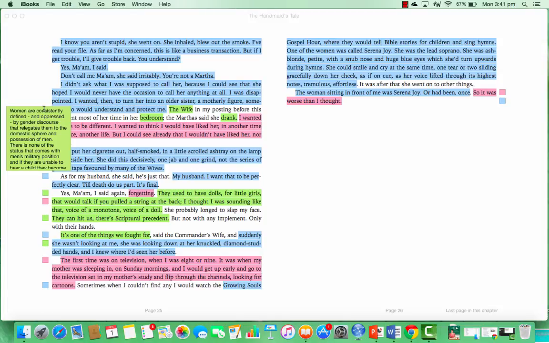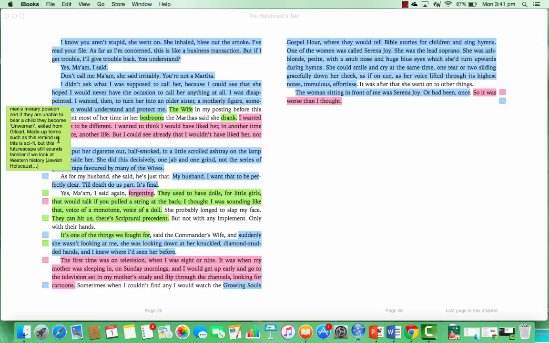Women are consistently defined as the wife, the Marthas, the handmaids, and oppressed by gender discourse that relegates them to the domestic sphere and possession of men. There is none of the status that comes with men's military position, and if they are unable to bear a child, they become unwomen, exiled from Gilead.